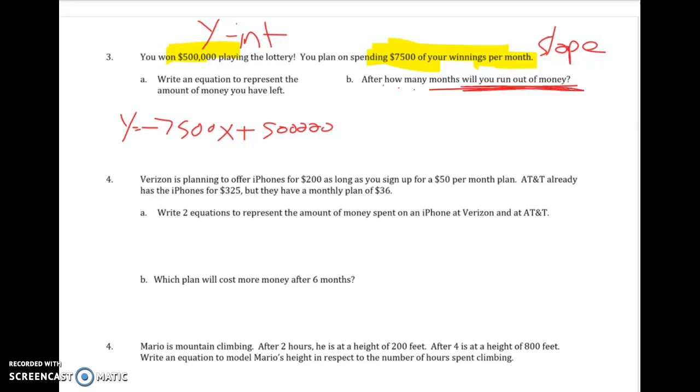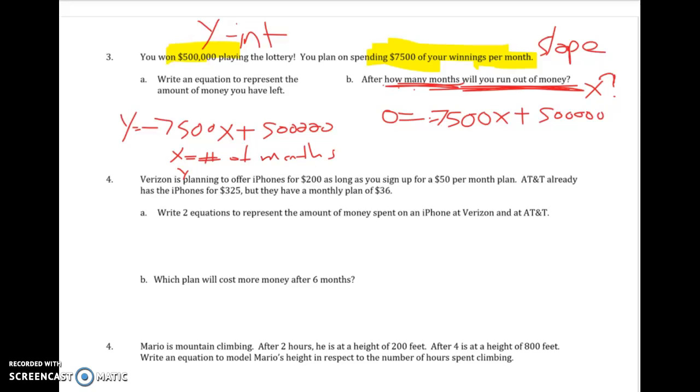Okay. All right. For part B, I'm going to let you solve this on your own, but how much money will you have if you run out of money? You'll have 0. So that's going to mean I plug in 0 for y, and I solve for x. It says after how many months, so that means, again, I don't know what x is in this problem. So I'm going to go 0 equals negative 7,500 x plus 500,000. Okay. I have to find my variables. X equals number of months. Y equals amount of money.